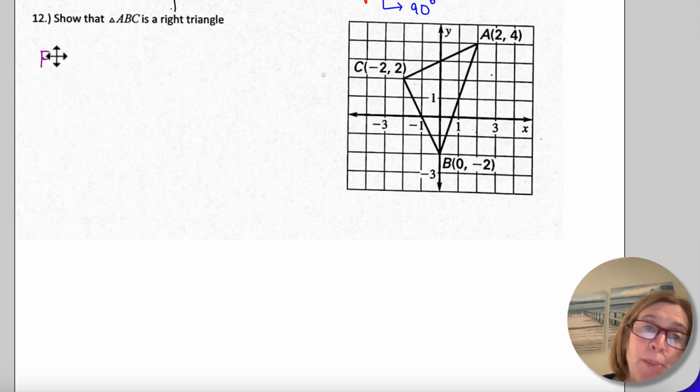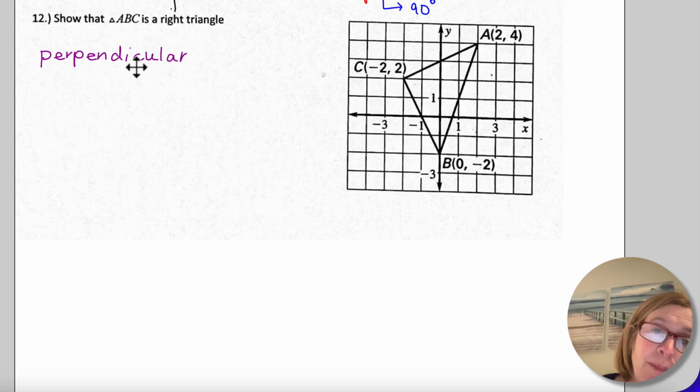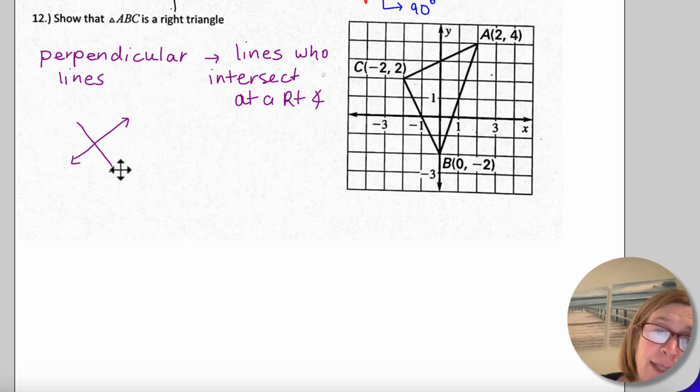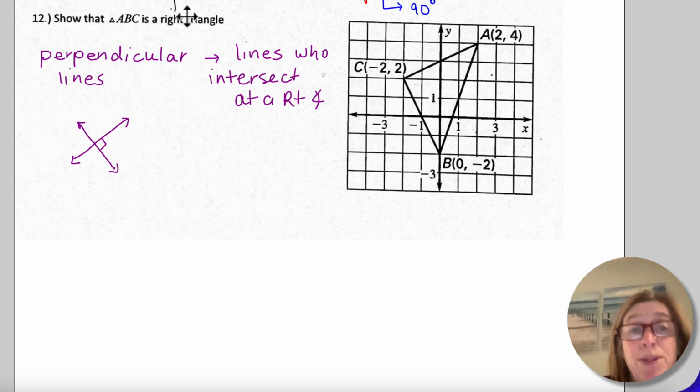So let's talk a second about perpendicular lines. Perpendicular lines are lines that intersect at a right angle. So if I give you a line going like this and a line going like this, they would be perpendicular if they met at a right angle right there. And so perpendicular lines and their slopes can help us determine if we have a right angle. If we have a right angle in a triangle, then we would have a right triangle.